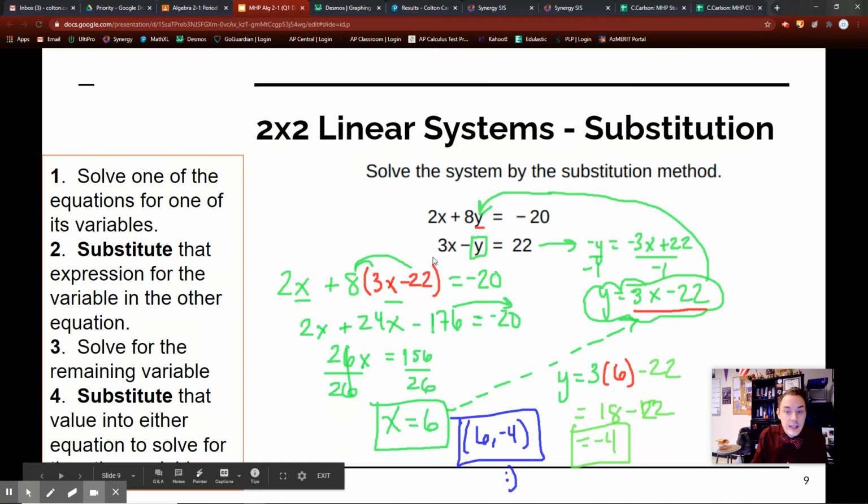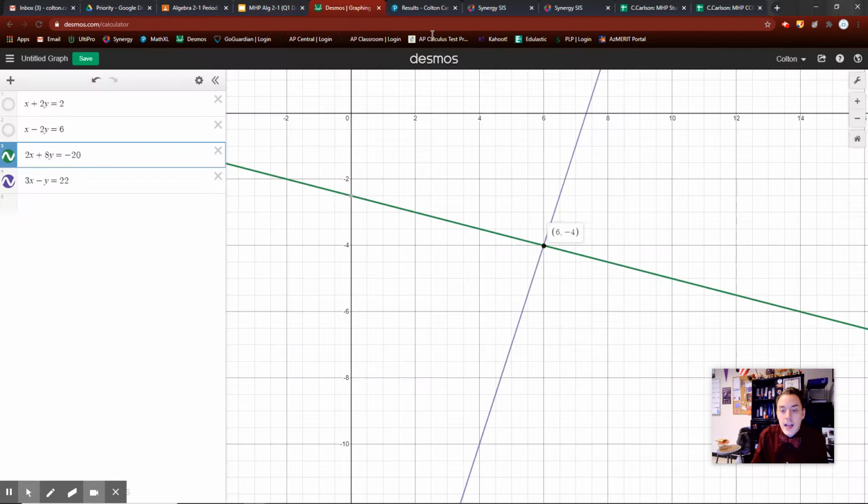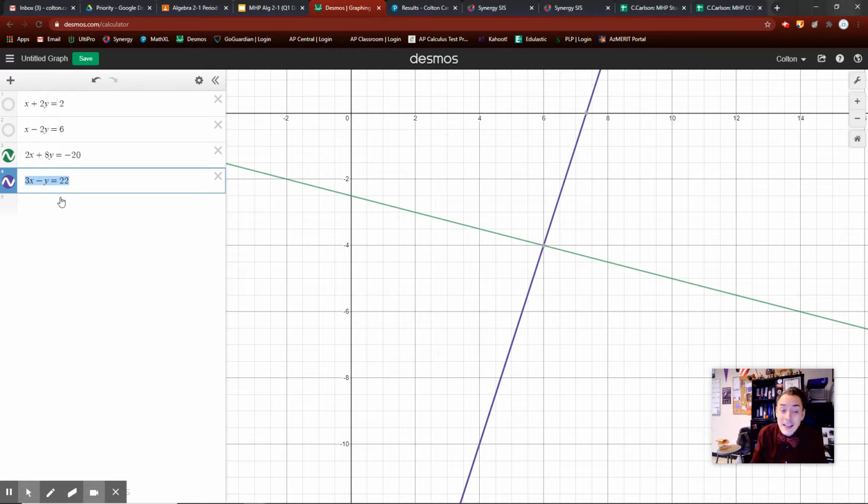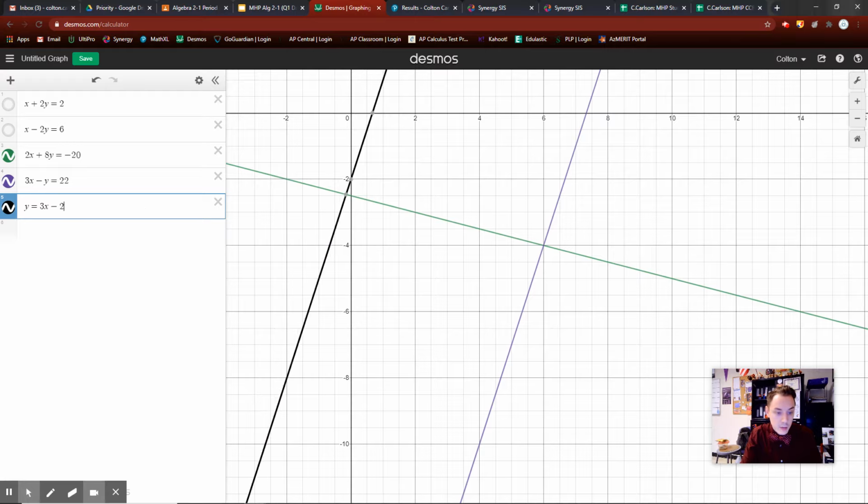We didn't graph anything. We just solved it algebraically. And yet when we put them into Desmos, exactly how we see it, without even substituting in anything, we still get this. Even if we plugged in our solved for y value, so y equals 3x minus 22, it's still the exact same one. See? This is the black line. This is what we solved for. This is what we had when we solved for y, but notice it's the exact same line as the purple.